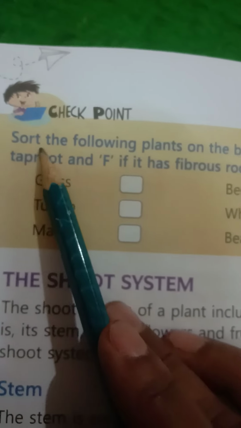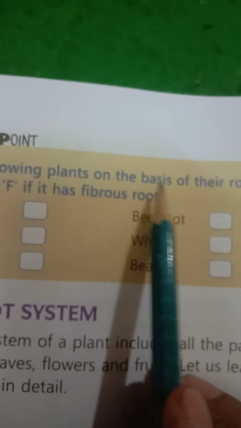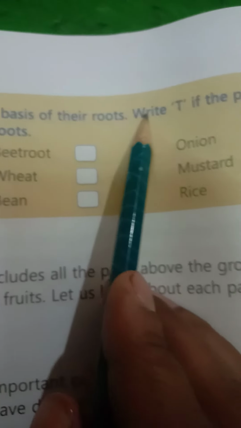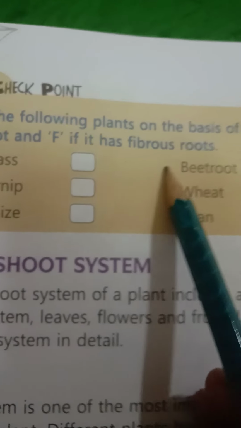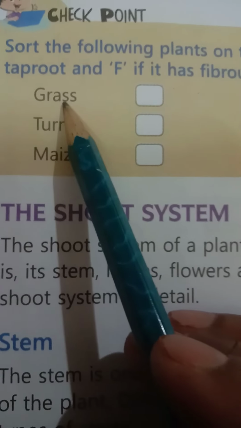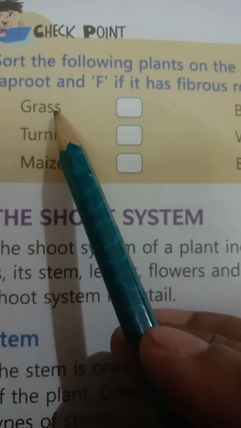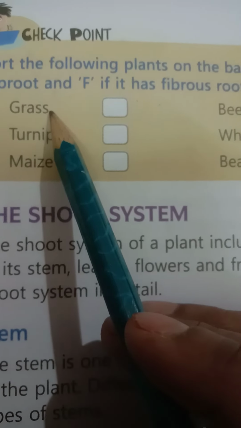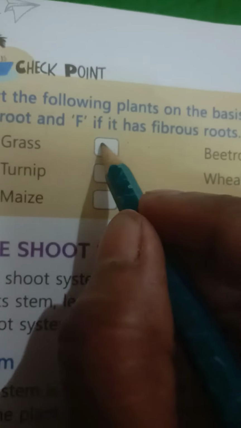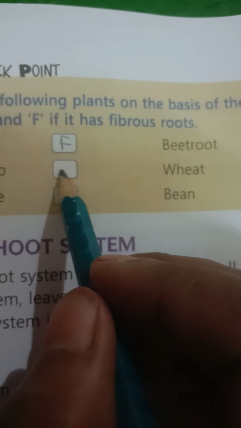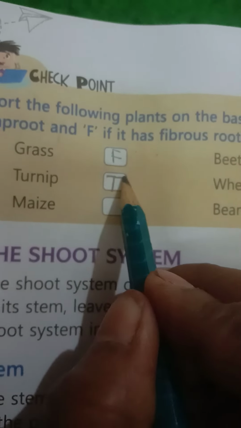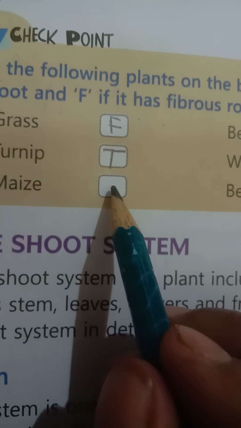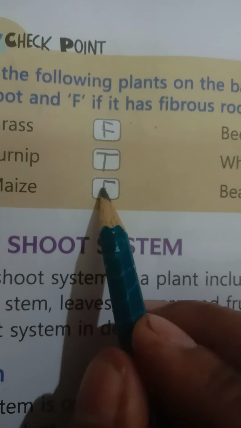Sort the following plants on the basis of their roots. Write T if the plant has taproot and F if it has fibrous root. So first is grass. Student, grass has fibrous root, so we will write F. Turnip has taproot. We will write here T. Maize has fibrous root, so we will write F.